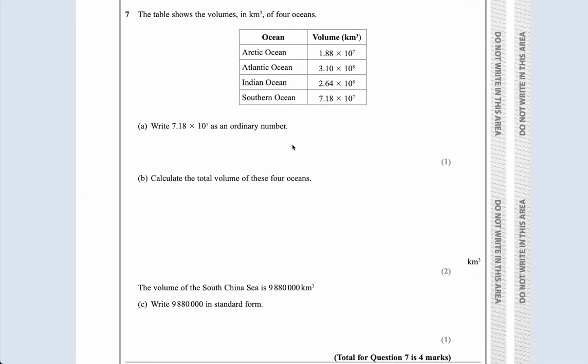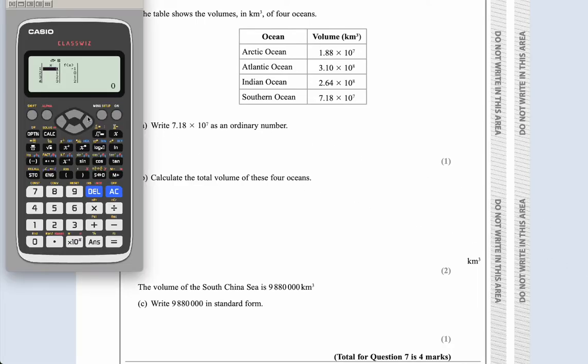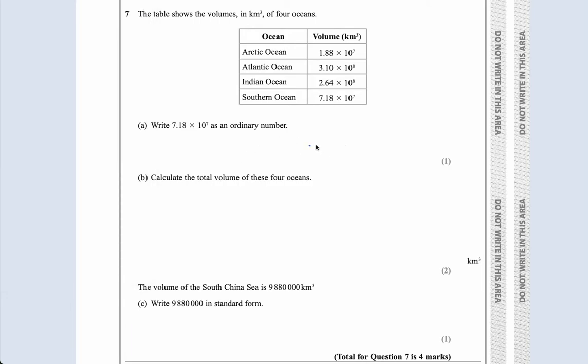Okay, question 7. The table shows the volumes in kilometers cubed of 4 oceans. Right, interesting. Write this as an ordinary number. Right, so guys, you can just do this. You can go menu 1, and you can go 7.18 times 10 to the power of 7, and you get this. It actually gives you the number 718 and 5 zeros.